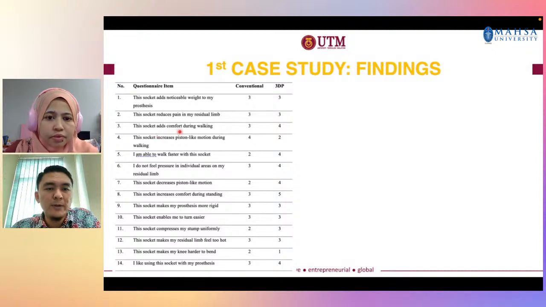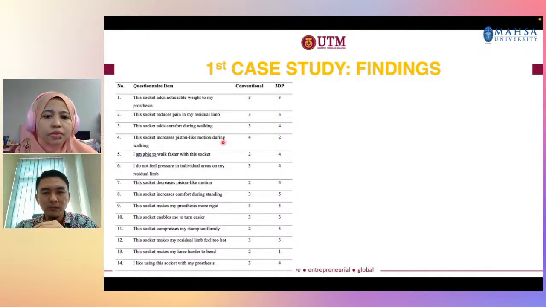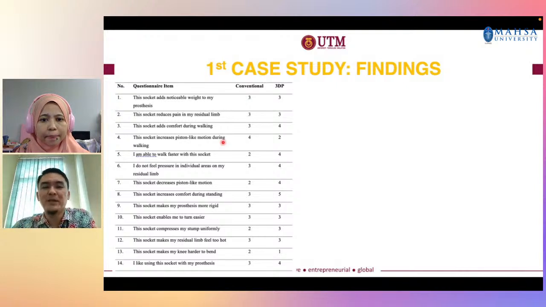Next, the socket's comfort during walking. For this one we found an interesting result, where the subject put 4 for the 3D printed, which means the subject is in very good condition when using the 3D printed socket. Then, this socket increases piston motion, which is when the stump moves inside the socket, so it becomes loose. The patient put 4 for the conventional because it is easy to loosen since it does not fit the stump. But for our case, it is 2. It's not really piston-like with the 3D printed socket.